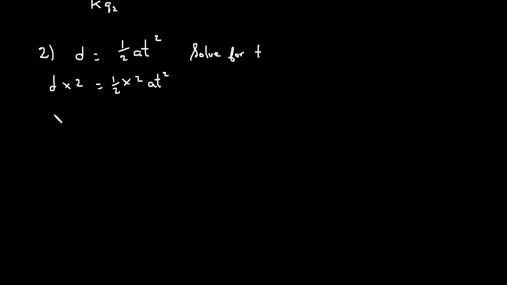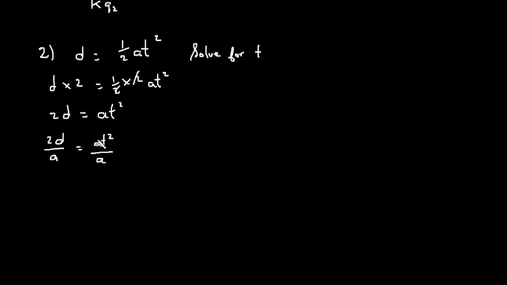Now when I multiply d by 2, we have 2d. Half by 2 will result in 1. So all we have left here is a t squared. But at the moment we have an intruder. The intruder here is a. We don't need a. Our ultimate aim is to make t the subject. t must be standing alone. So in order for us to get rid of a, we see that a is multiplied by t squared. So we have to divide by a in order to get rid of it. So we divide by a on both sides of this equation.